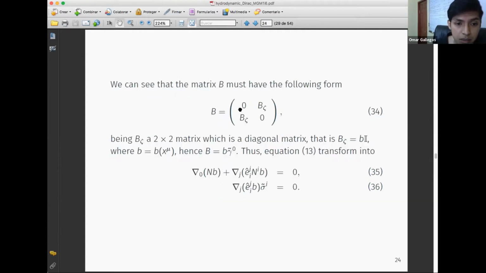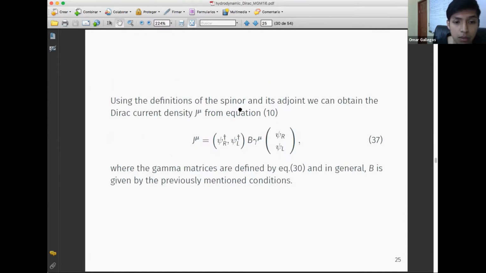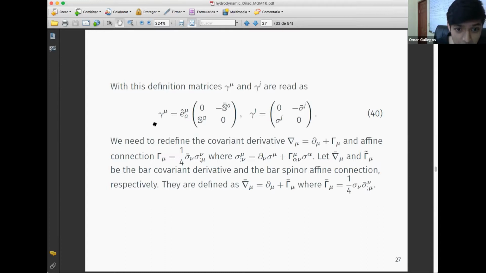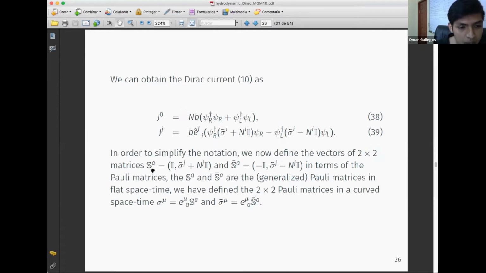The gamma matrices are written in this form, and the density current can be written in this new representation like this, and more explicitly for the temporal and the space components in this way. And the gamma matrices can be written in this new, more convenient form with the sigma matrices. The sigma matrices are generally called Pauli matrices. This is the sigma matrix in this form, and these are related with the Pauli matrices in flat space-time.